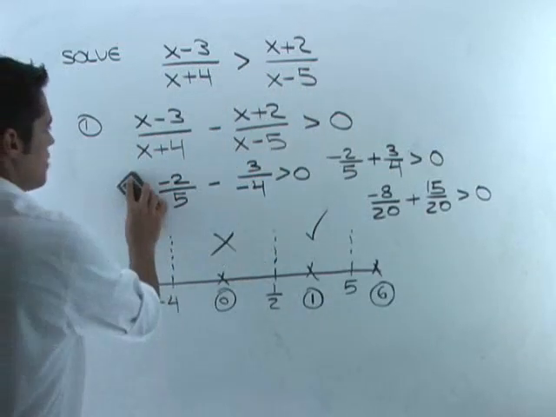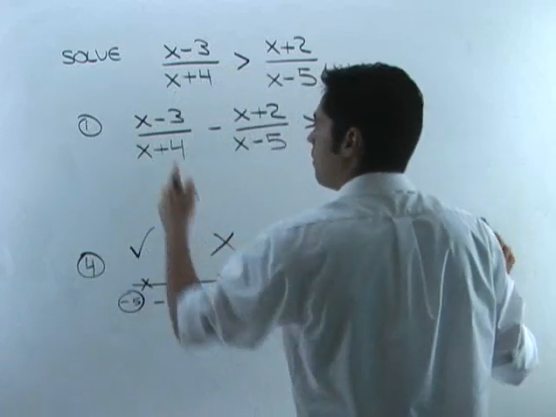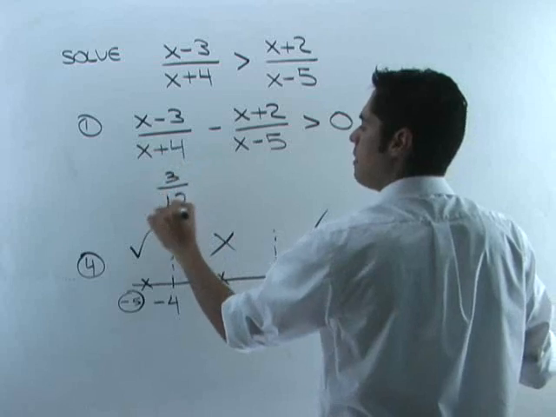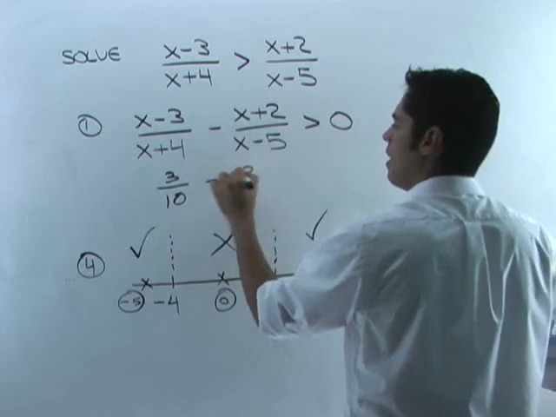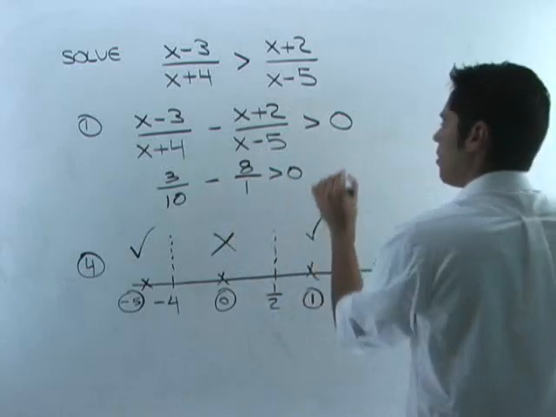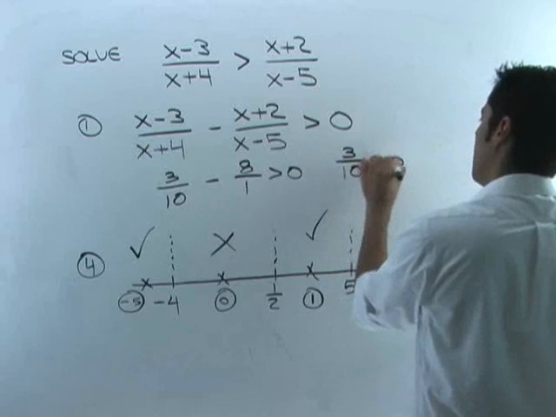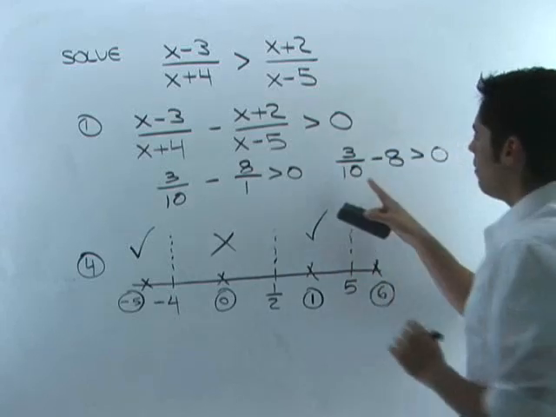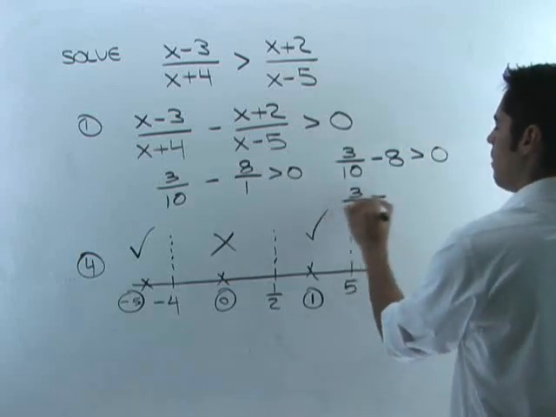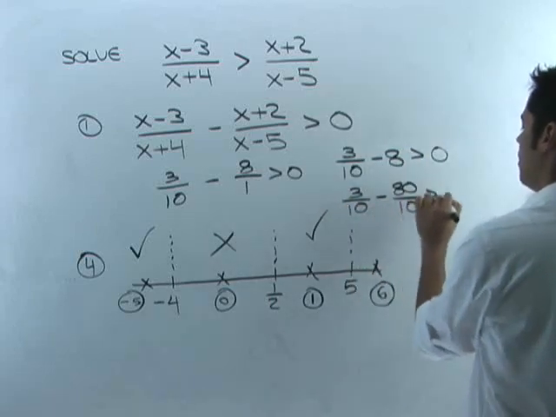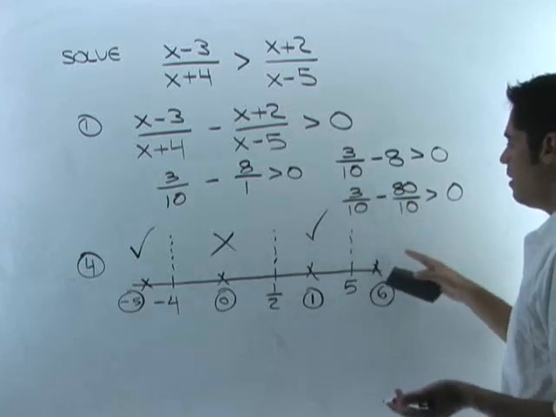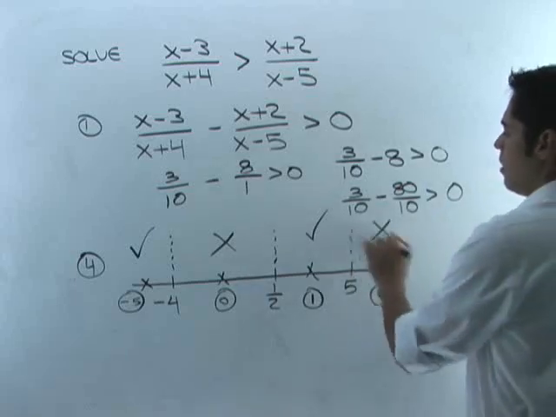We test the number 6. Okay, for 6, we get 3, right? 6 minus 3 is 3. 6 plus 4 is 10. Minus, let's see, 6 plus 2 is 8. 6 minus 5 is 1, greater than 0. So this turns into 3/10 minus 8 greater than 0. Well, remember, this is going to be common denominator 80 over 10. So 3 over 10 minus 80 over 10 greater than 0 is not going to be true. This is 3 minus 80 is negative 77 over 10. That's a negative number. It's not positive. So this region is no good.